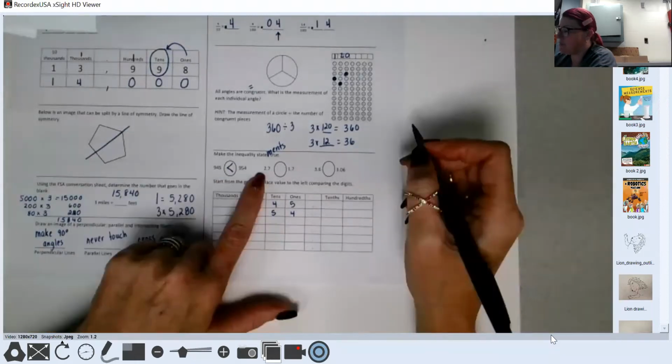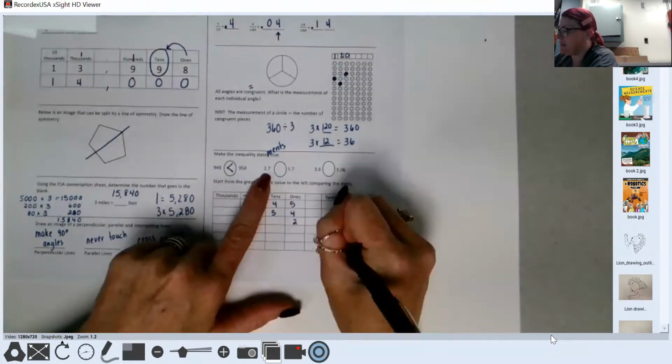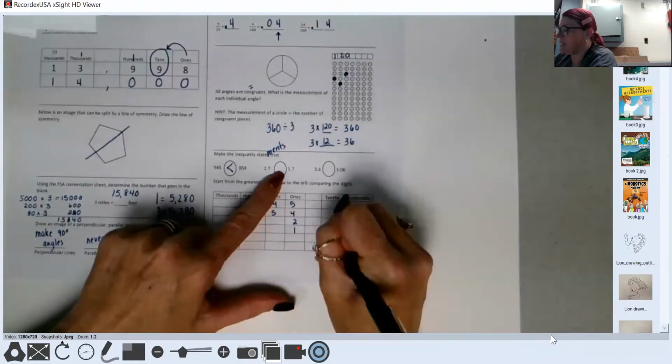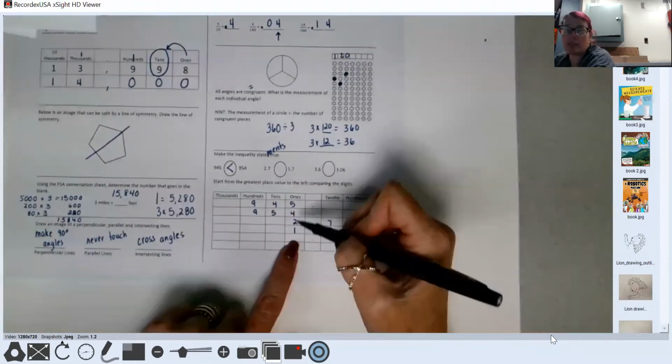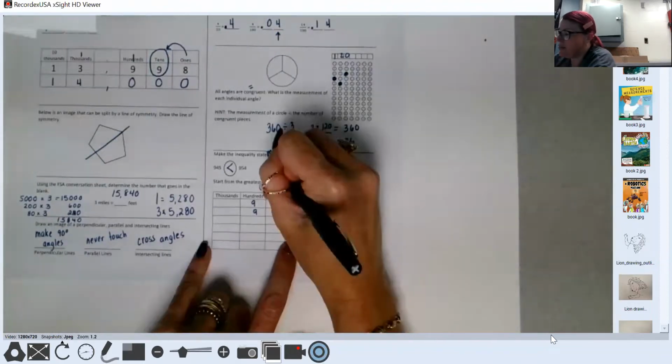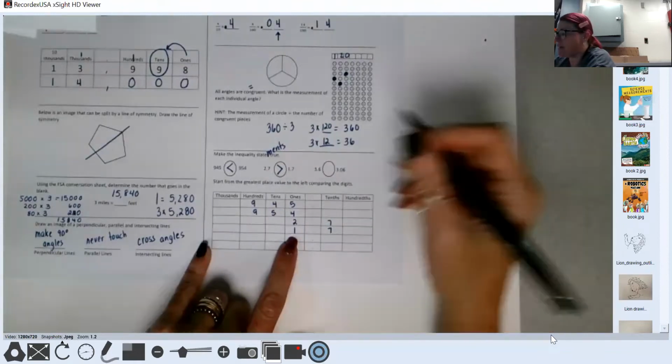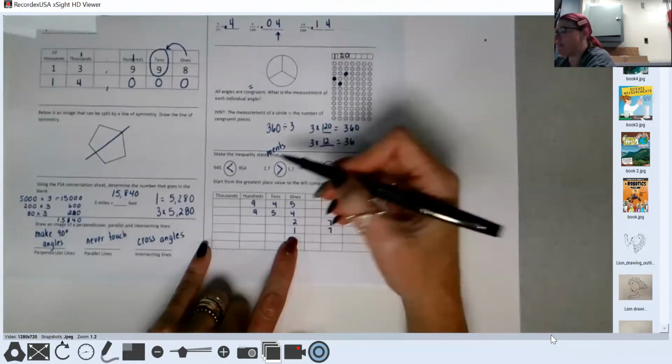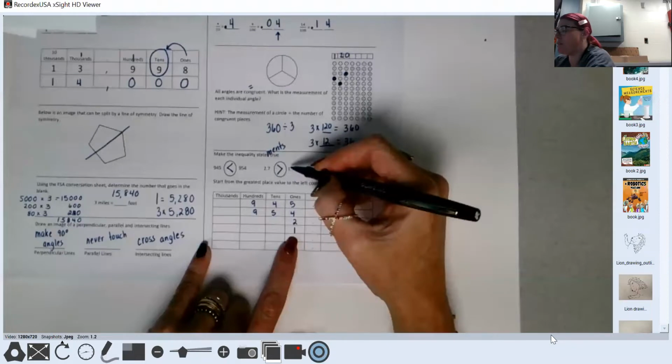Here's my next one. I have 2.7 and 1.7. Again, I'm still starting with my greatest place value to the left. So I'm here, 2 and 1. 2 is greater than 1. So I put the open part of my inequality symbol facing 2.7. 2.7 is greater than 1.7.